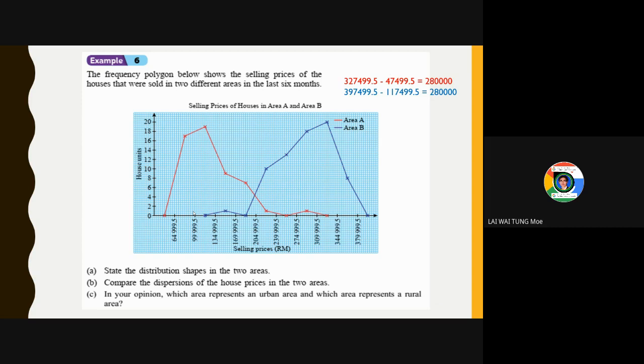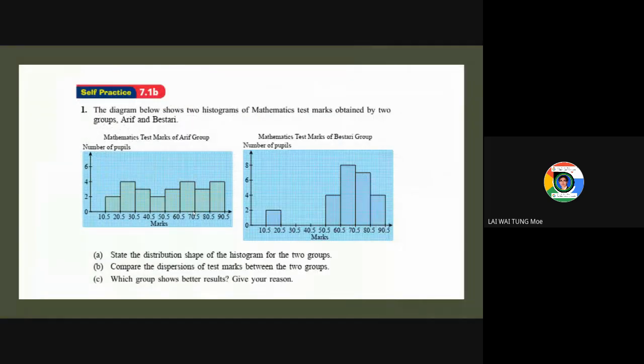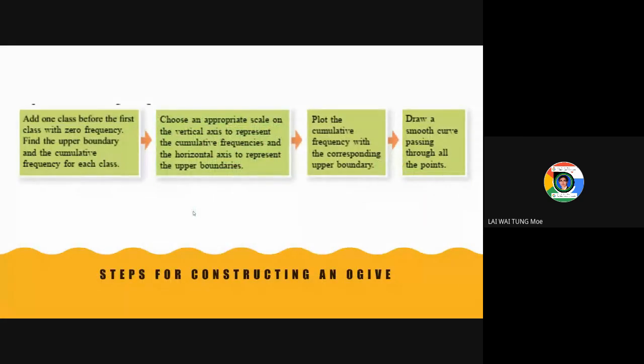Okay, so for question C, I think it's very clear. Area A should be the rural, and area B should be the urban, because of the higher selling price. Okay, so this is the answer. Okay, this is the exercise from the textbook. We skip. Okay, so now go to the next thing I want to cover today.